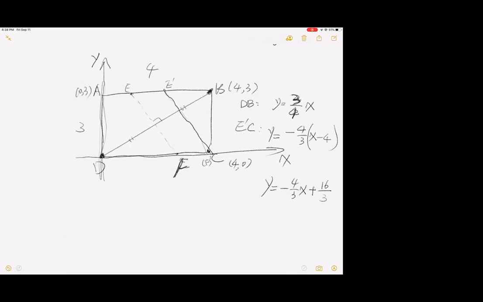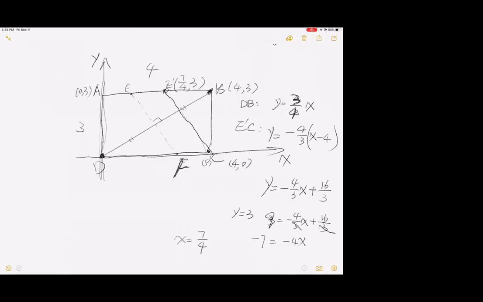Then I tried to find E prime. It would be when y is equal to 3. Then 3 equals negative 4/3 x plus 16/3. I multiplied everything by 3, then subtracted 16. So then x is equal to 7/4. So this is the point (7/4, 3).